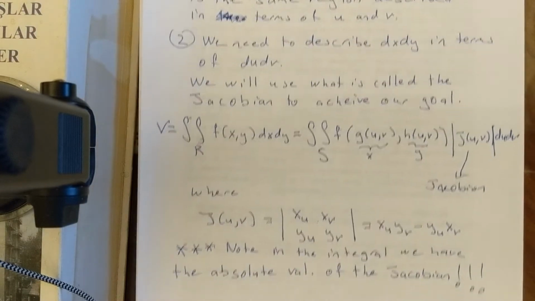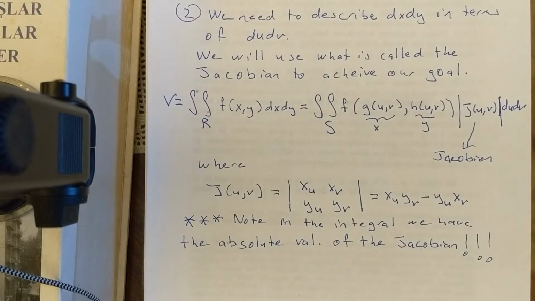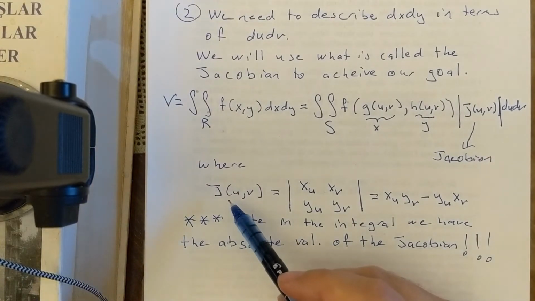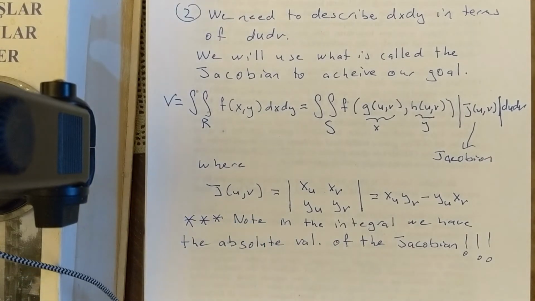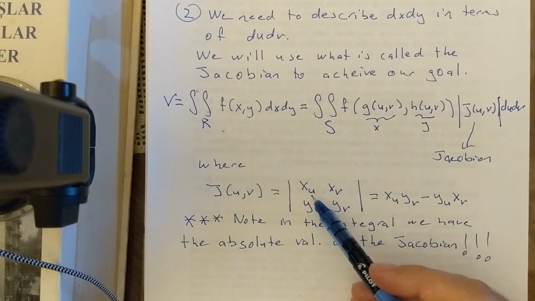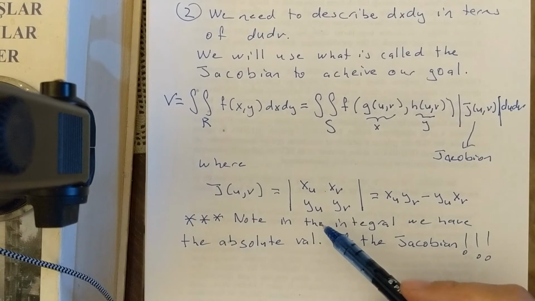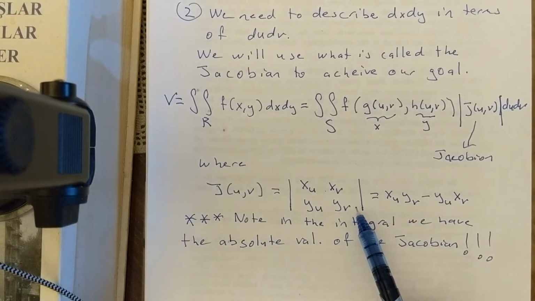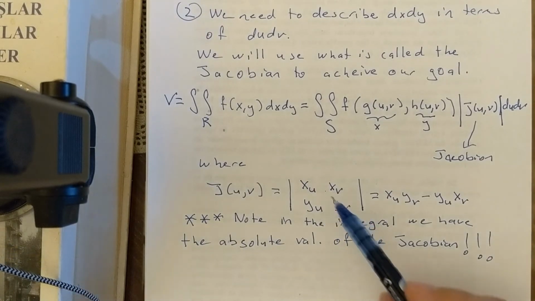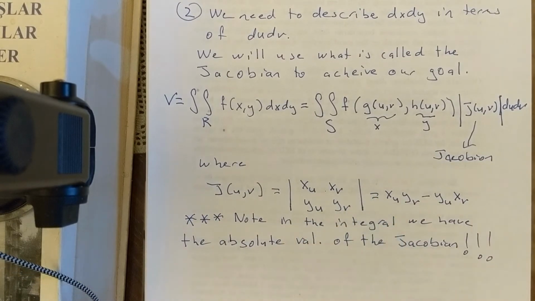J for Jacobian, of course. The way to do this is in 2 dimensions; you can do this in 3 dimensions also. If you want to calculate J(u,v), you take the partial of x with respect to u, partial of x with respect to v, partial of y with respect to u, and partial of y with respect to v, and you take the determinant of that 2 by 2 matrix.